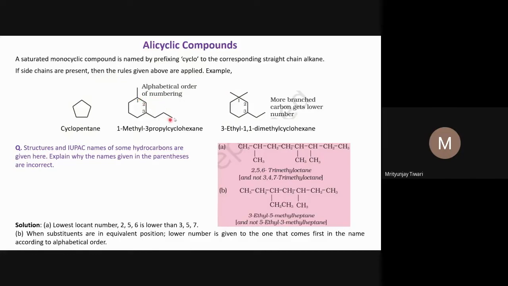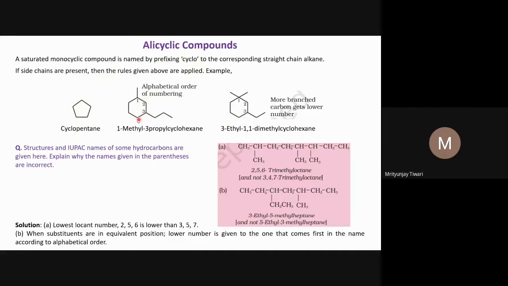In this compound, there are two branches: 1, 2, 3, 4, 5, 6. One is a propyl, P, and the other is a methyl, M. One cannot consider which carbon is the first carbon, because there is no clear cut end of this ring compound. So we start numbering from a carbon atom at which branching takes place.